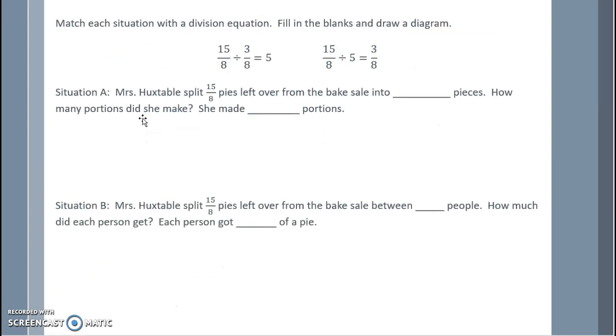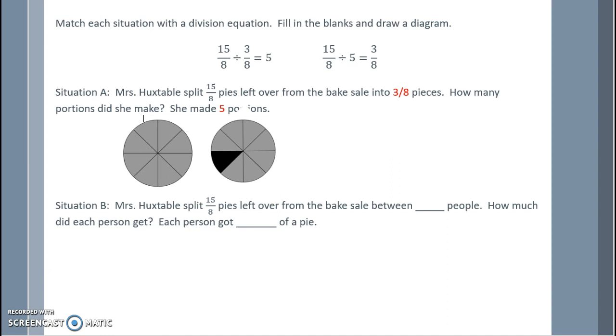Match each situation with the division equation, fill in the blanks, and draw a diagram. So Mrs. Huxtable split 15/8 pies left over from the bake sale into this many pieces. How many portions did she make? She made this many portions. Well, she cut them into 3/8, 3 copies of 1/8 pieces, and she was able to make 5 portions.